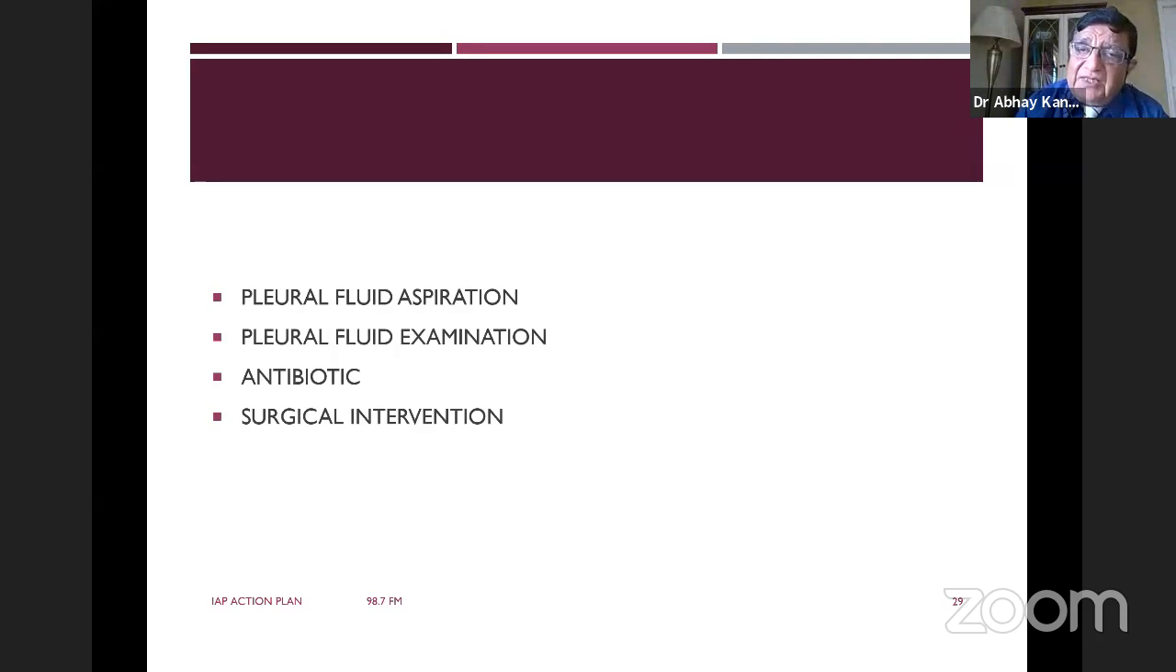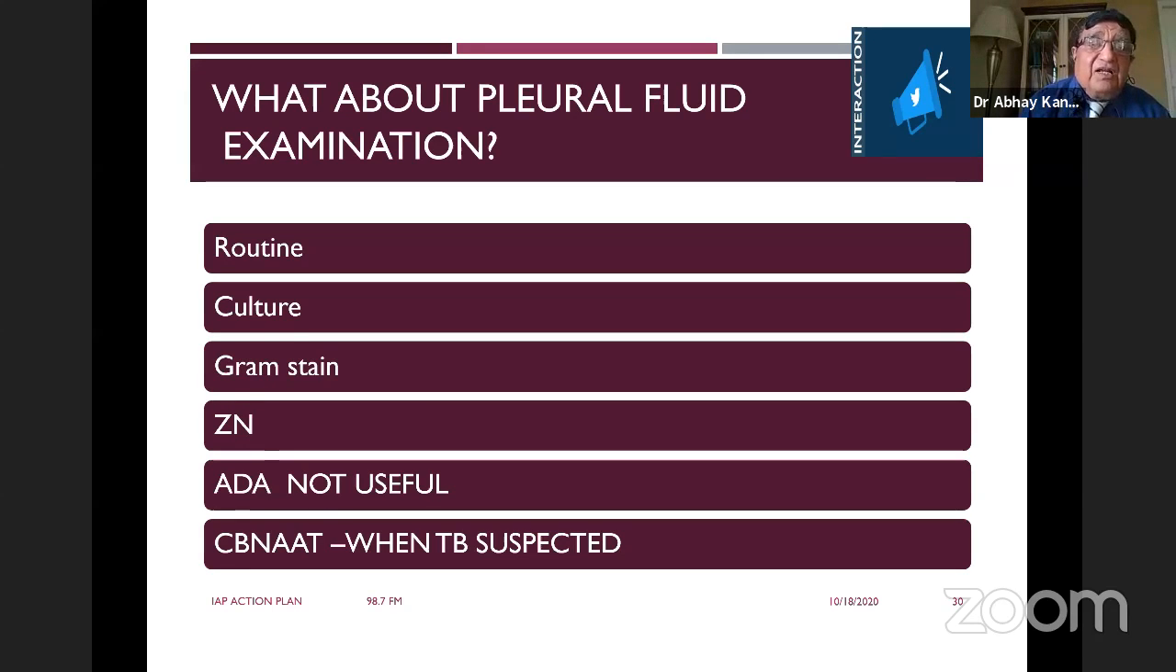Once empyema is there, it must be diagnosed from clinical examination, from X-ray, or from ultrasound. After that, the fluid must be drained out. Unless you drain the fluid, no amount of antibiotic is going to work. So this fluid is very, very important. Whatever fluid you obtained or aspirated must be sent for examination. Along with that, you have to continue your antibiotic, and sometimes surgical intervention is required.